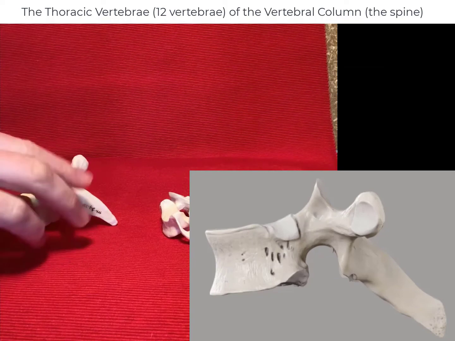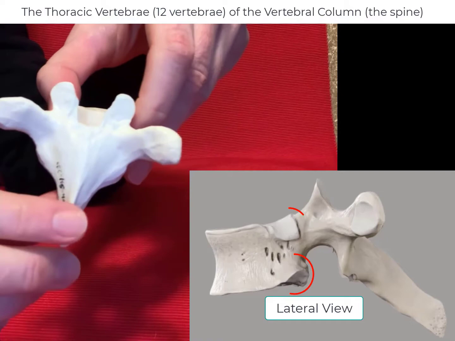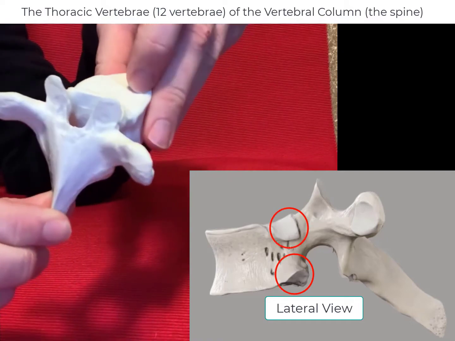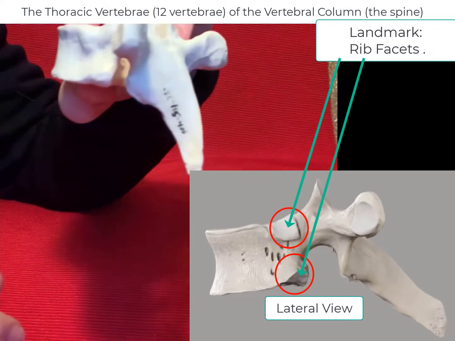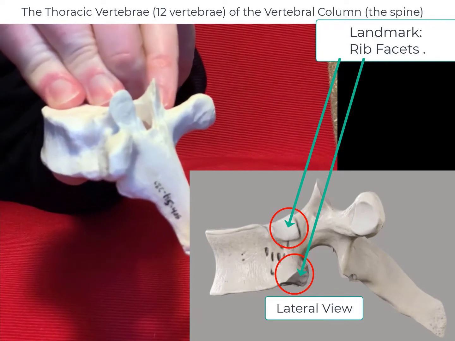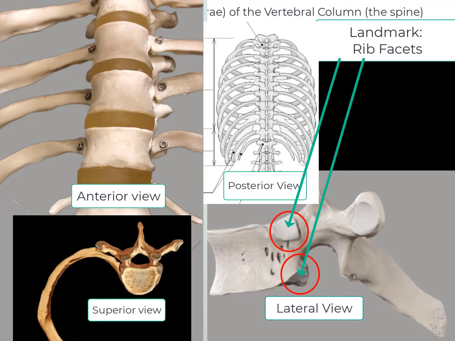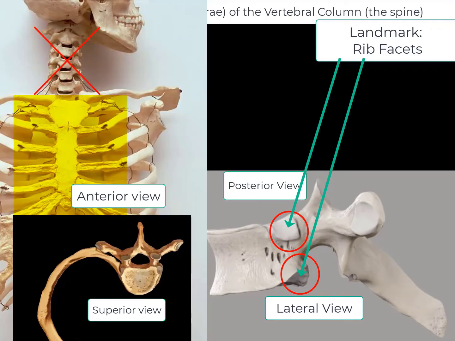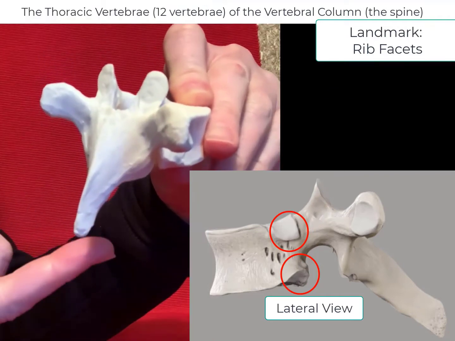Another way to tell if you're looking at a thoracic rather than a cervical is by way of the rib facets. So if you look on the lateral portion of the thoracic vertebra, you will see this facet here and here. This is where the ribs articulate with the thoracic vertebrae. So thoracic is unique because ribs articulate to them. Ribs do not articulate to the cervical vertebrae. Ribs only articulate to the thoracic. And remember, this is posterior view.